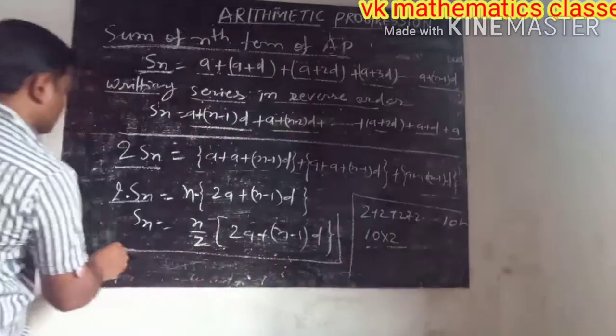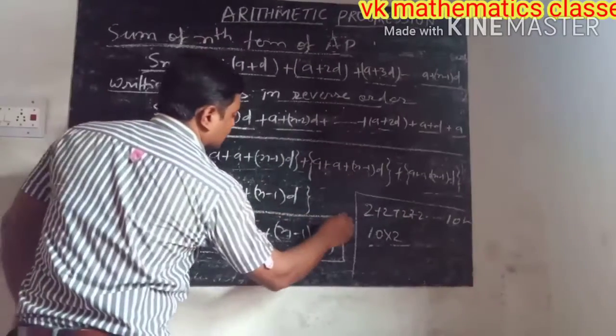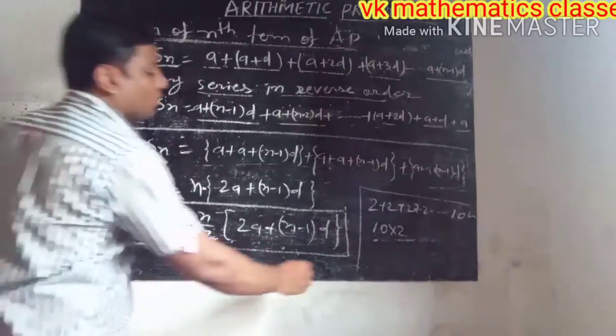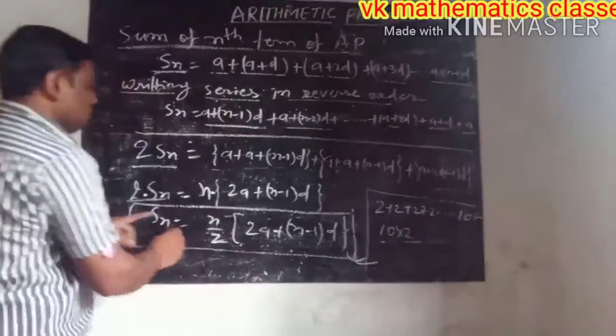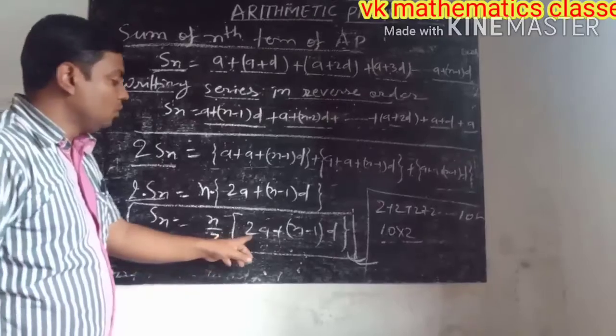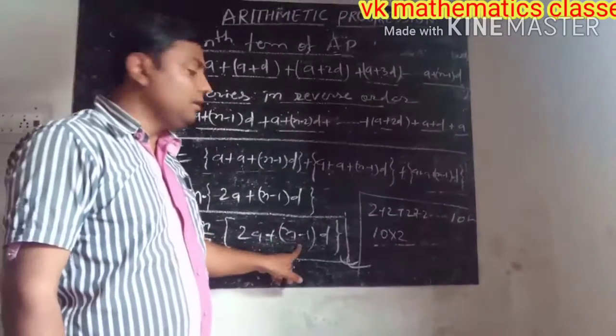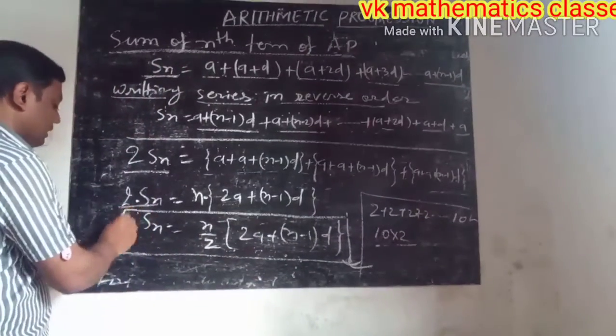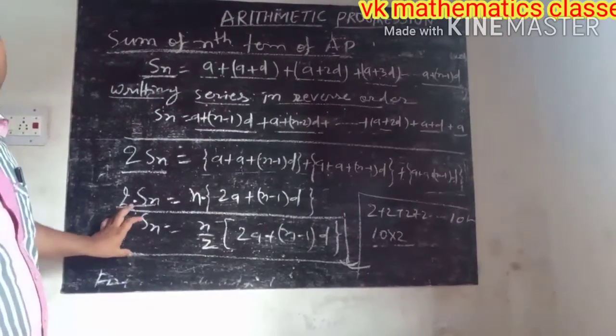This is the summation of the series, the sum of nth term of AP. This is the important formula, that Sn is equal to n by 2, 2a plus n minus 1 into d. This is the sum of nth term of AP.